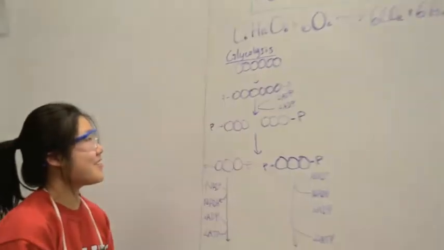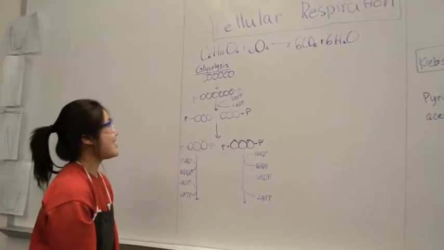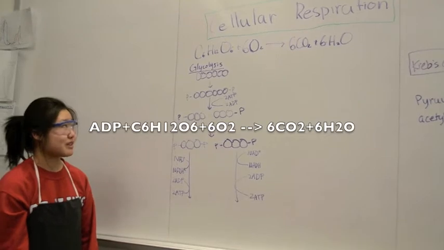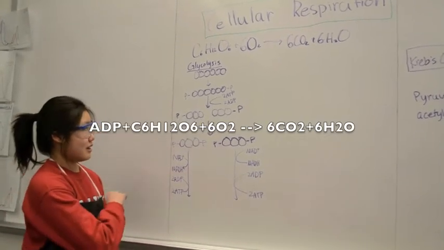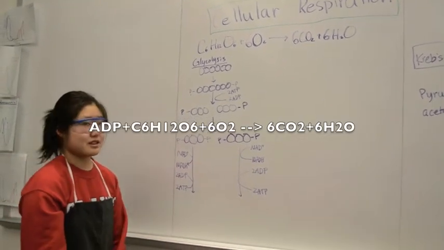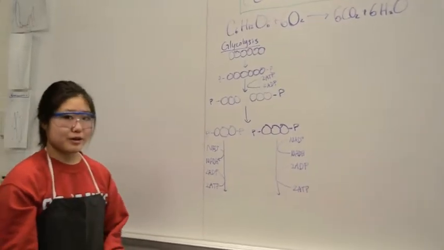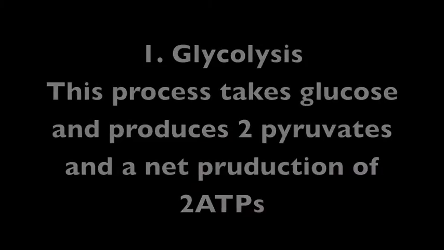We're going to start with cellular respiration. So the basic equation is C6H12O6 plus 6O2 gives off 6CO2 plus 6H2O. And there are three parts to cellular respiration.